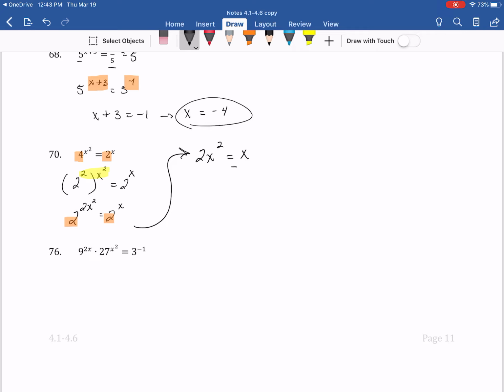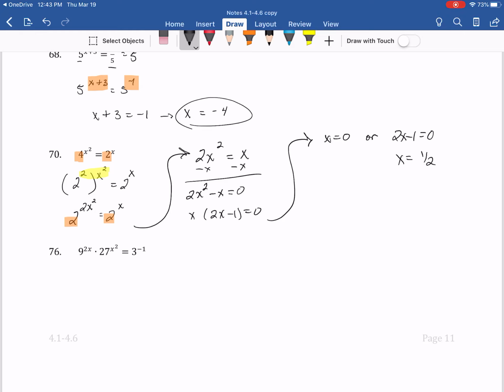All right, we solve for x by getting all of the x's on the same side. 2x squared minus x equals 0. So factor out the x, you end up with x times 2x minus 1 equals 0. And let's keep going. Set each factor equal to 0. We get x equals 0, or we could have 2x minus 1 equal to 0, where this one gives us x equals 1/2. We have two answers. We have 0 and we have 1/2.